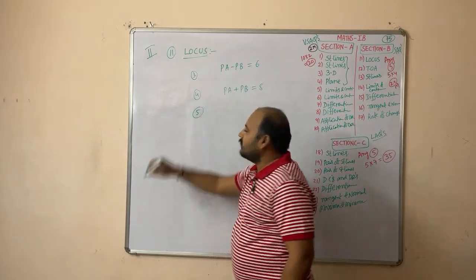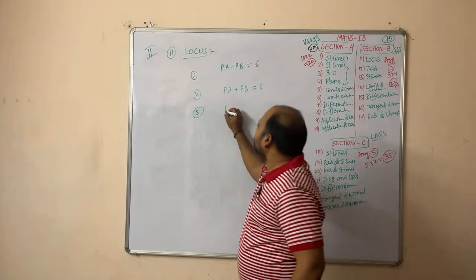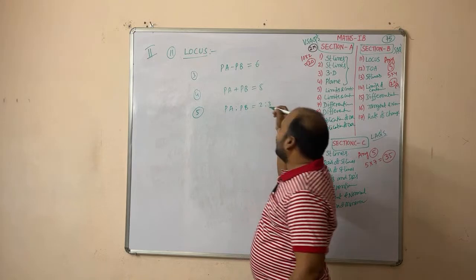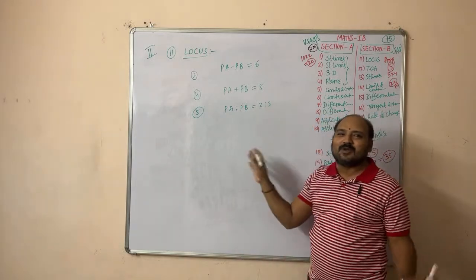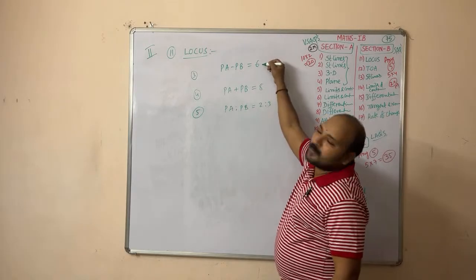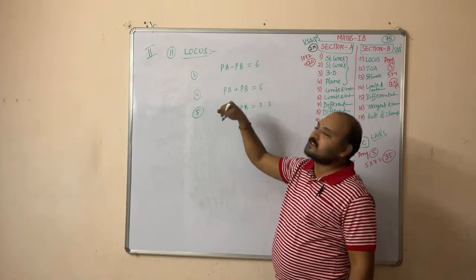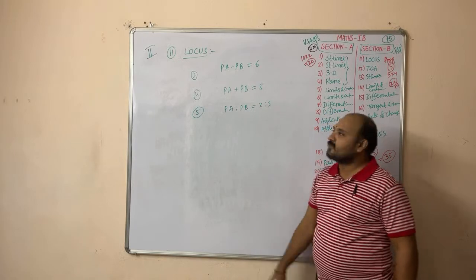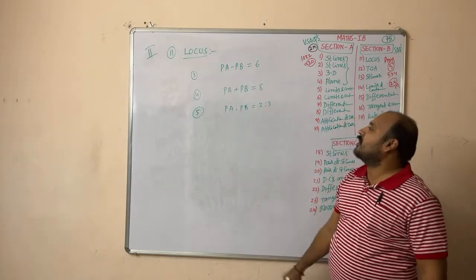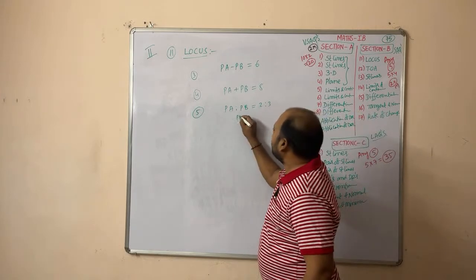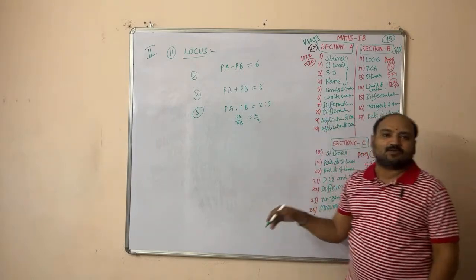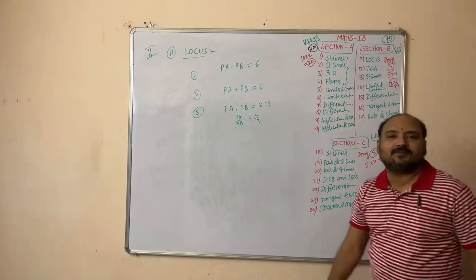Next, fifth one, ratio problem. PA is to PB is equal to 2 is to 3. One example, one exercise question. Two questions only there, dear students. This type of question, here also two questions are there. Difference of the distances, sum of the distances, and here area of triangle, ratio of the problem. PA is to PB equal to 2 by 3 means PA by PB is equal to 2 by 3. Cross multiply and simplify. Squaring both sides, you will get the answer.